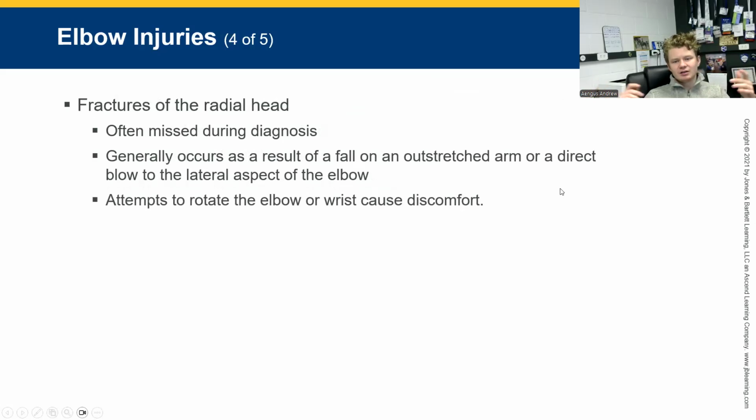Fractures of the radial head. This is another one that is going to be relatively hard to differentiate definitively. This is not a test question indicator that I would say I've seen a lot of times, the inability to rotate the elbow or the wrist.